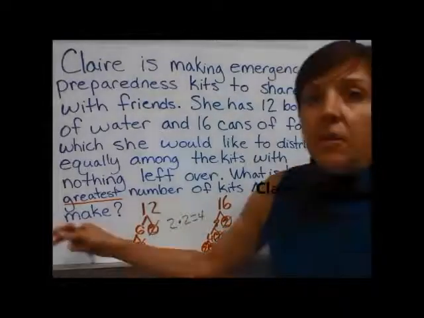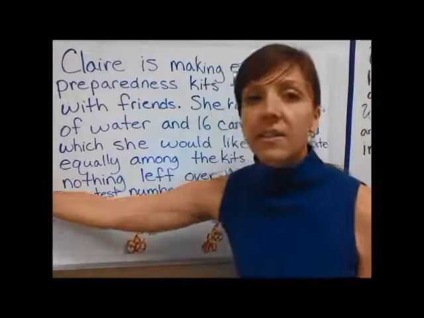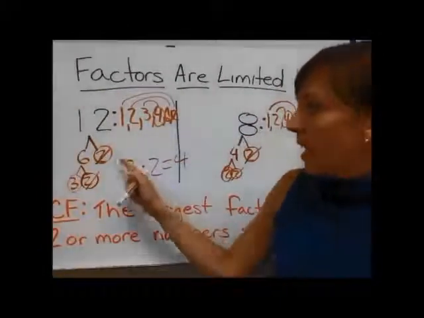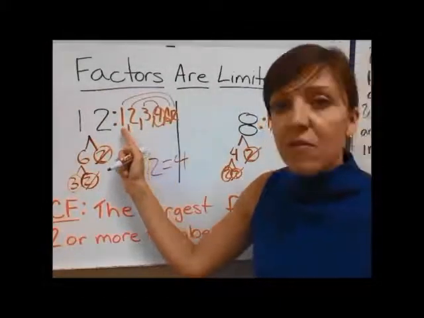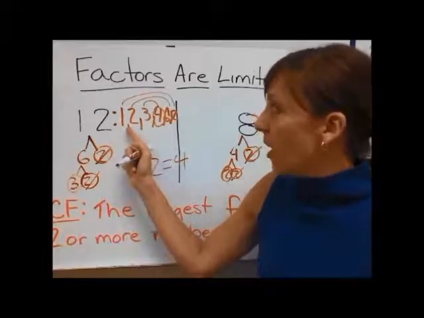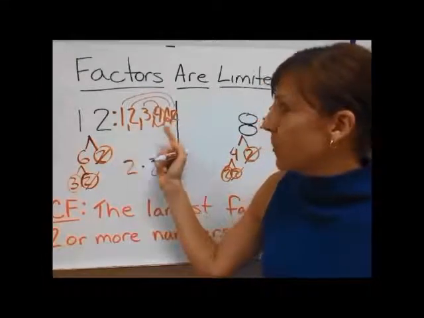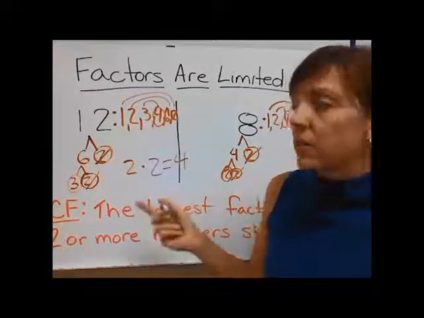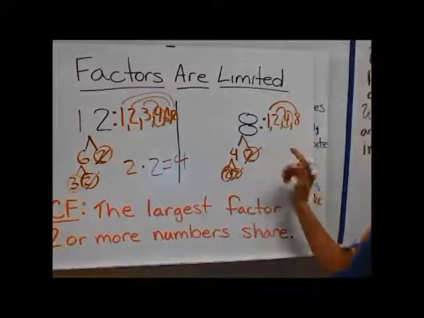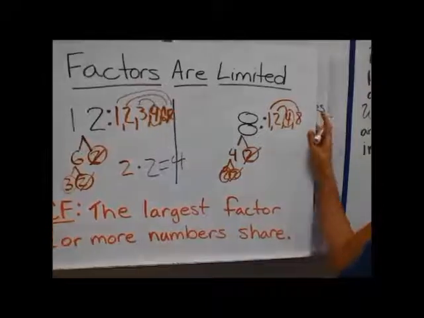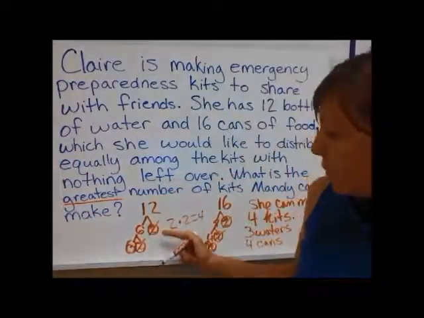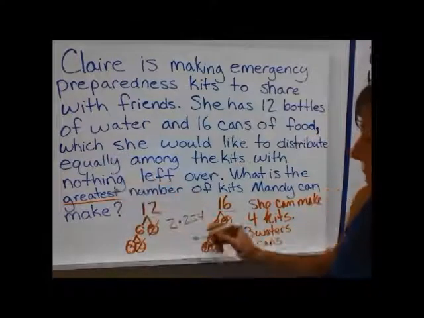Okay. Now, earlier on the last slide, I said that factors are limited. What I mean by that is that there's only a certain number of them. For the number 12, there's only 1, 2, 3, 4, 5, 6 factors. And for the number 8 here, there were only 4 factors.